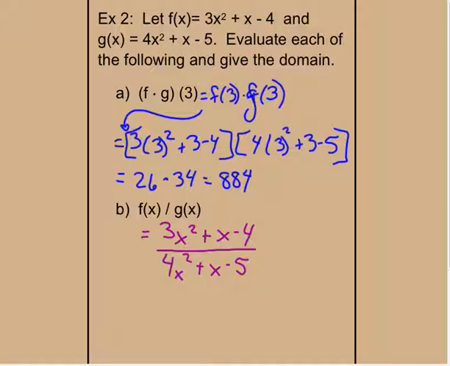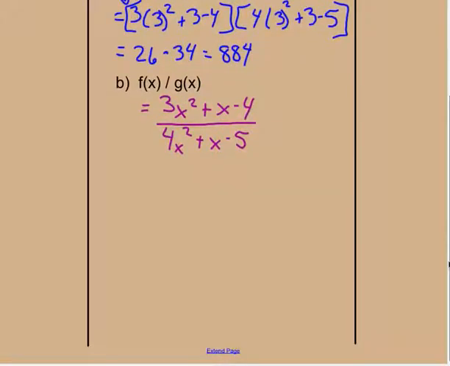So in order to make sure that this is in simplest form, we have to factor both our numerator and our denominator. So in the numerator, what multiplies? We have to do the AC method. So what multiplies to negative 12 and adds to 1 would be a positive 4 and negative 3. In the denominator, what multiplies to negative 20 and adds to 1 would be a positive 5 and negative 4.